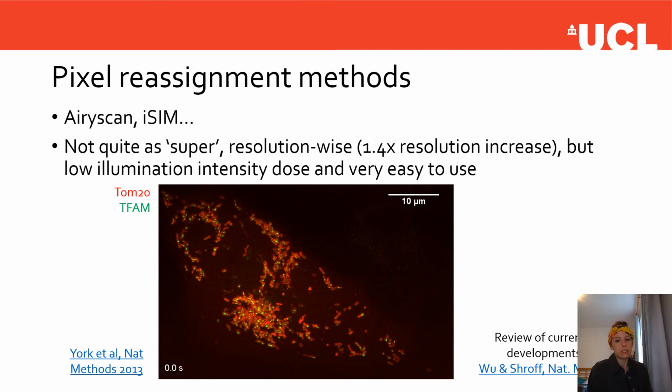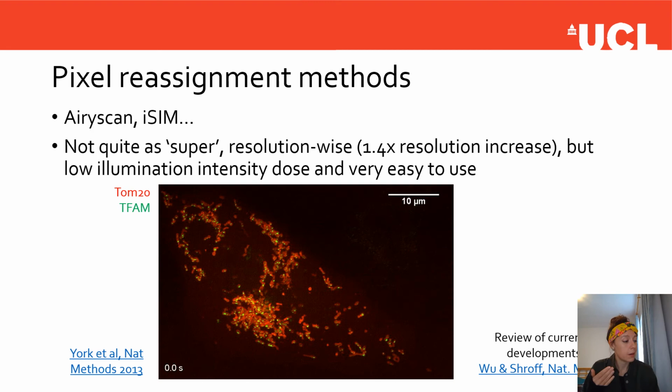One thing that's quite interesting is the advent of pixel reassignment methods. And these are things like ArieScan and iSim. And people will often say that pixel reassignment methods aren't super resolution methods because you don't get a huge increase in resolution. You'll get maybe a 1.4-fold increase in resolution compared to SIM, which is 2-fold resolution, and then the much higher resolutions with STED and single molecule localization microscopy. However, these are really popular at the moment because they're not as phototoxic and not as photodamaging. They're also really easy to use.